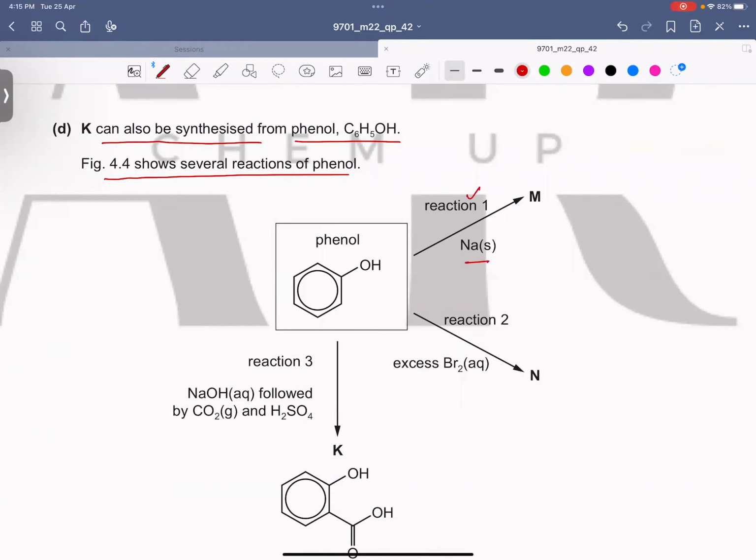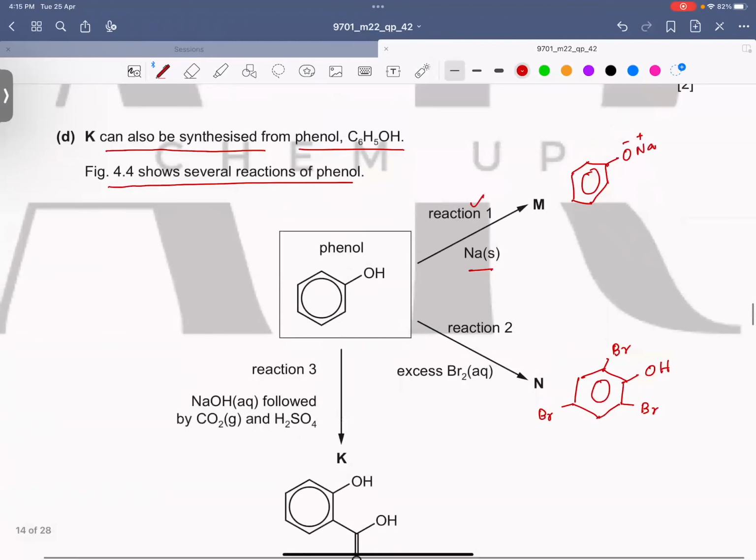Here in reaction 1, we are using sodium metal. So what would be the product? It would be sodium phenoxide, where the H of OH is substituted by sodium metal. Here we are using bromine in water. And if you recall, with excess bromine, what would happen? That OH is electron donating in nature, so it is going to substitute the bromine, if there is excess bromine, at the 2, 4, and 6 positions.